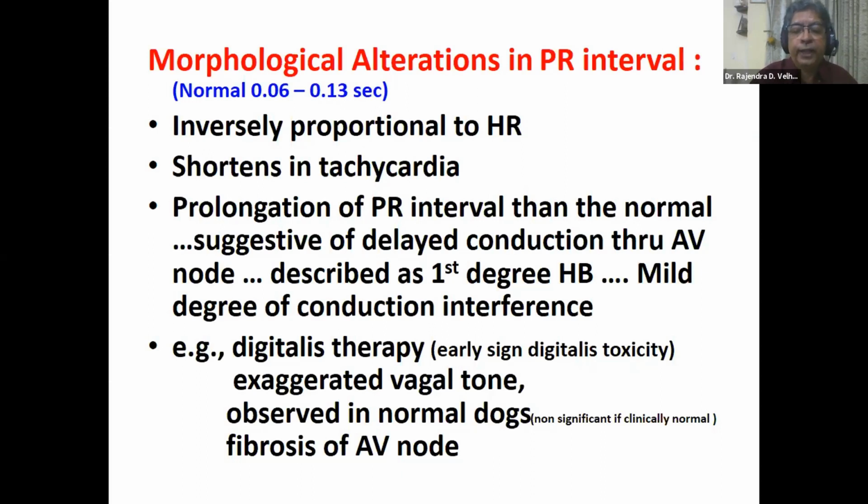It is also observed in normal dogs. In a normal healthy dog, you may find the PR interval could be slightly prolonged. But of course, if the patient is hale and hearty, normal, there is no need for any interference from our end. Fibrosis of the AV node can also delay the conduction.